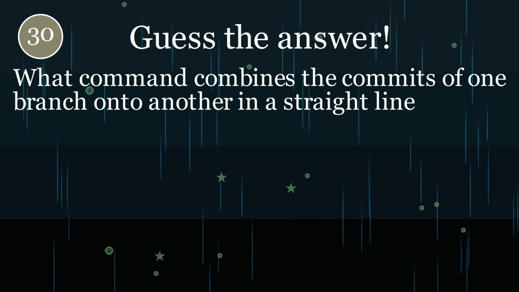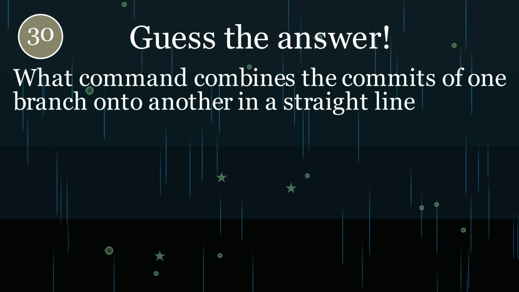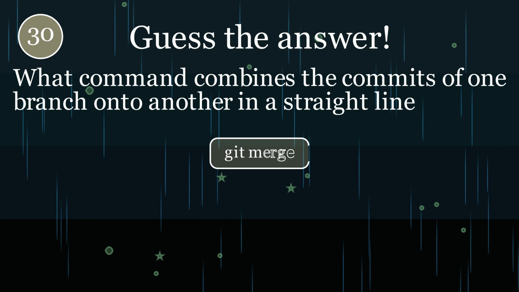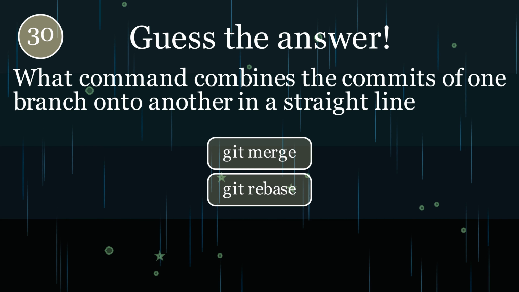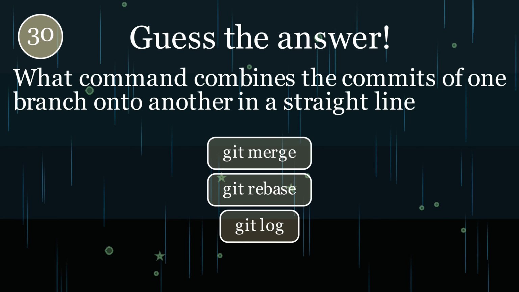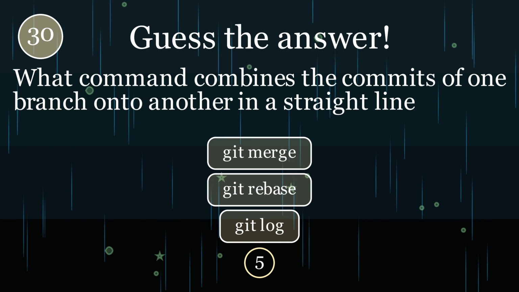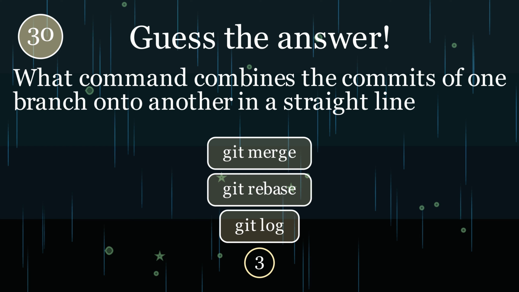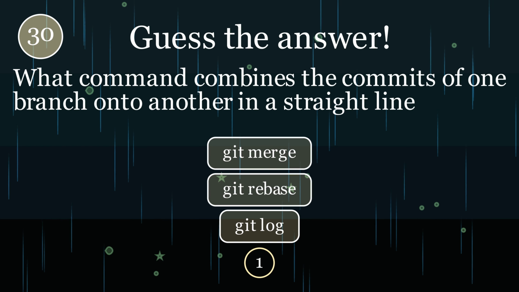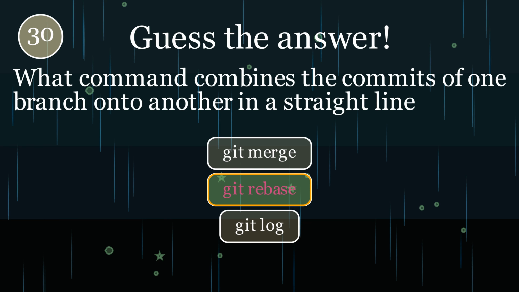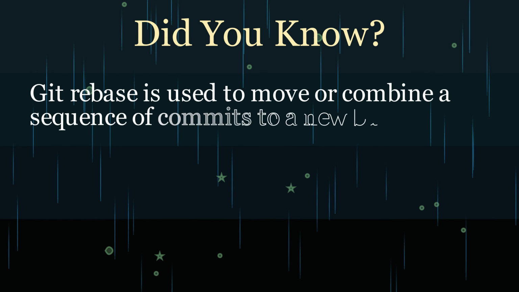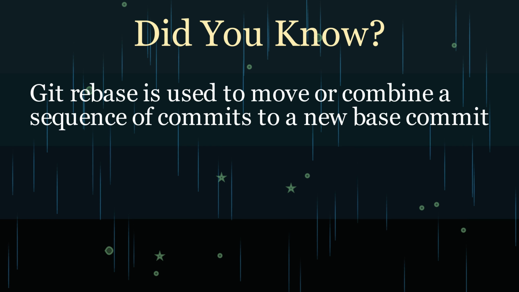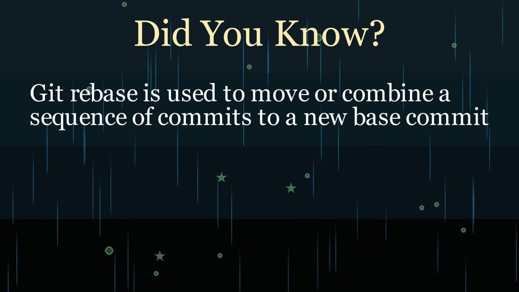What command combines the commits of one branch onto another in a straight line? Git merge. Git rebase. Git log. The correct answer is git rebase. Knowledge boost. Git rebase is used to move or combine a sequence of commits to a new base commit.